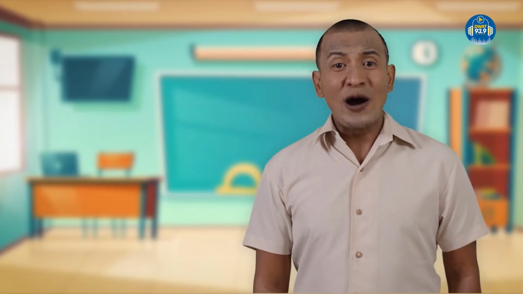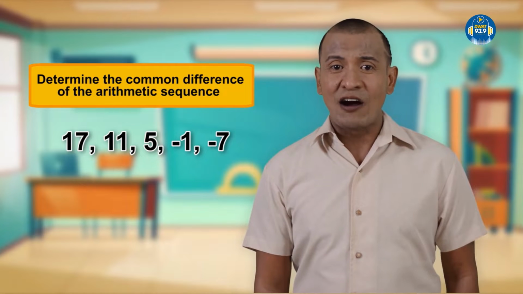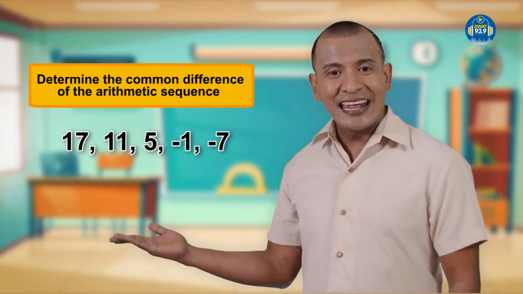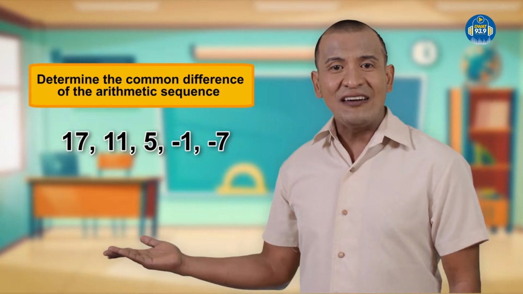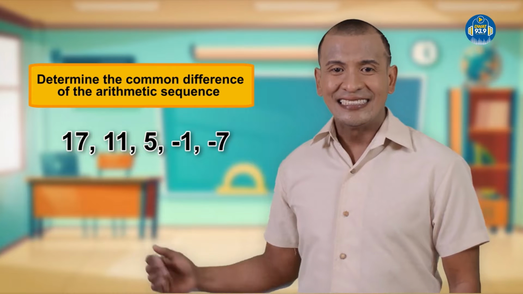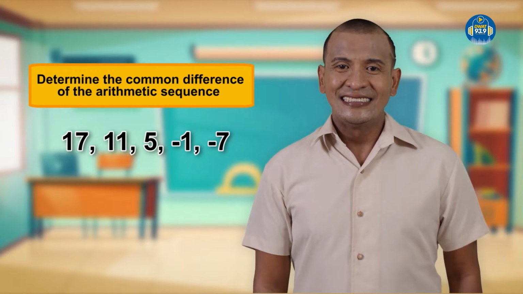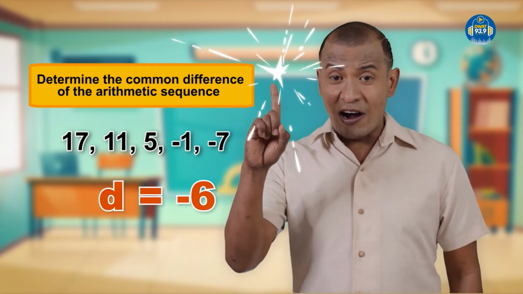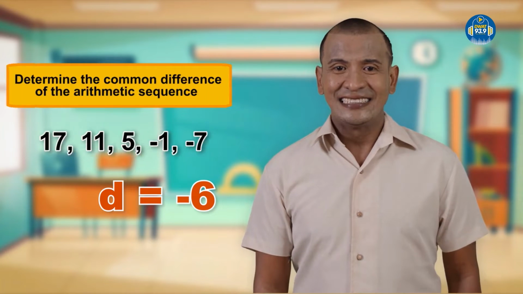Let's have another problem. What is the common difference of the arithmetic sequence 17, 11, 5, negative 1, negative 7? If your answer is negative 6, then you are correct. Now, let's have another set of activity.